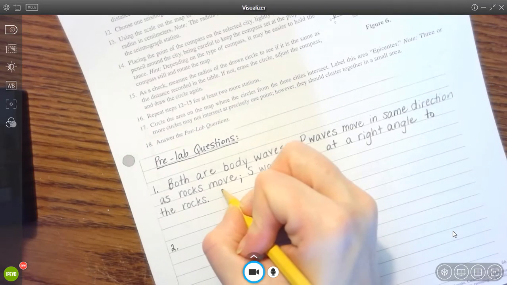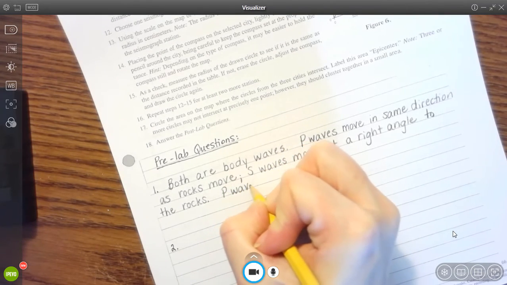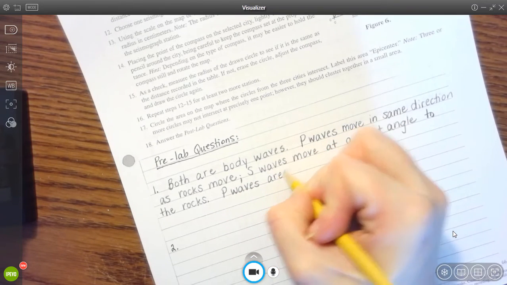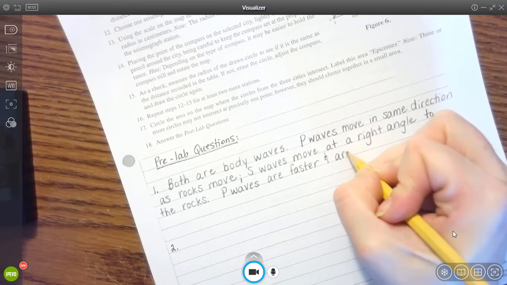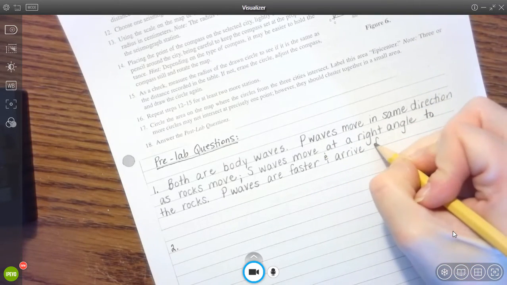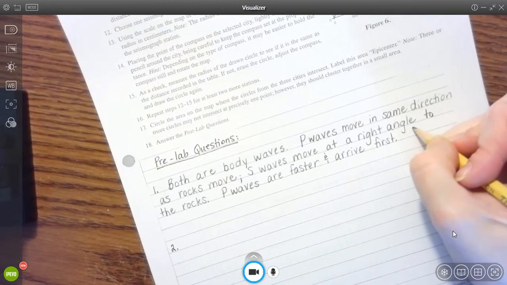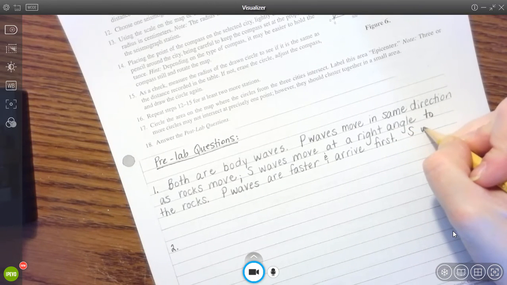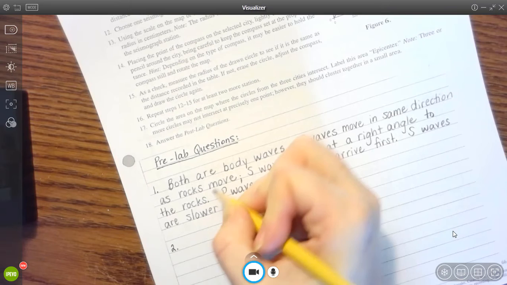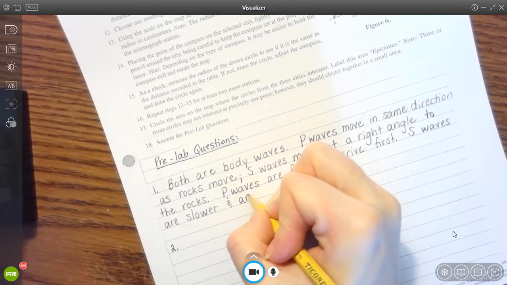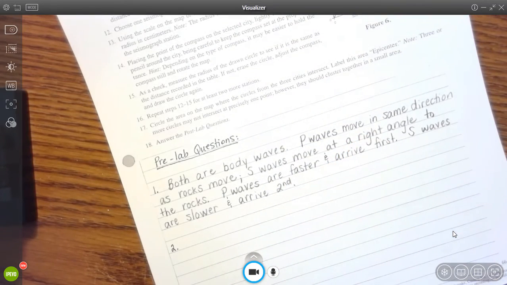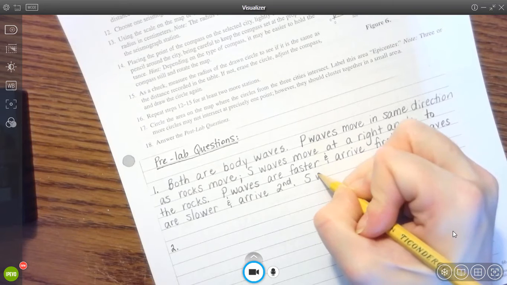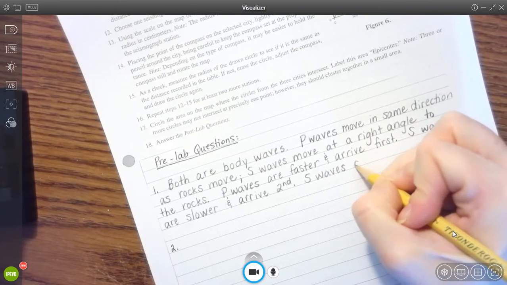Another difference that I can think of between those two is the speed that they move. P waves are faster and arrive first. S waves are slower and arrive second. And there's one more difference that I can think of. S waves can't pass through liquids.